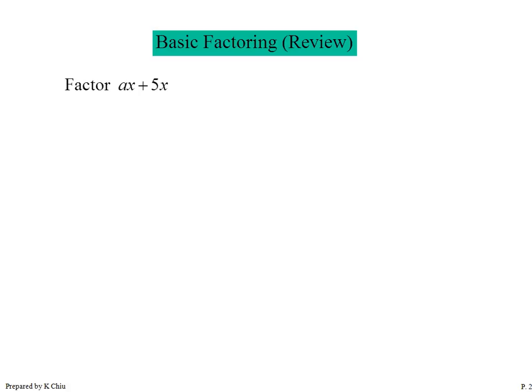I have two terms here. I have ax, I have 5x. I need to take a look at these two terms. Do they have anything in common? Do they have any common factor? x is the common factor. So we are going to factor out the x. Once we factor out the x, what would be the leftover? The leftover would be the original terms divided by x, plus the original terms divided by x.